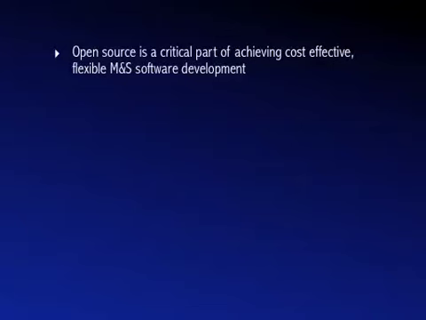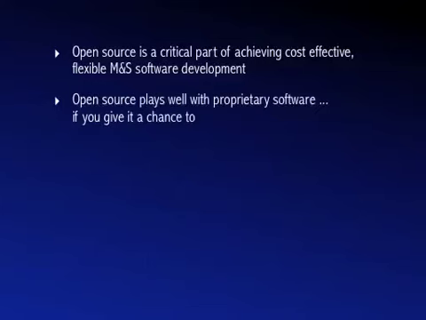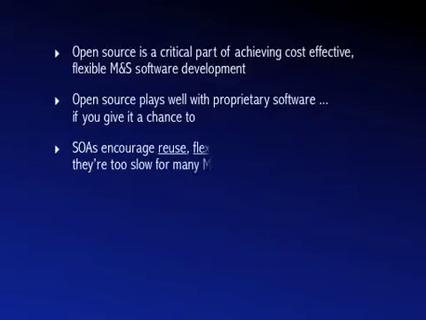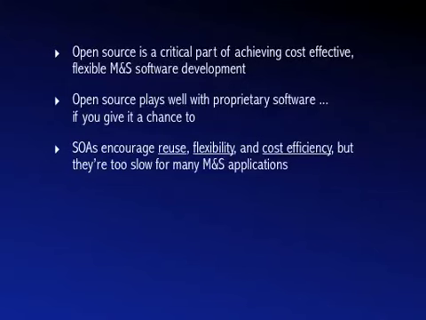So, to wrap up, open source clearly is a critical part of achieving cost-effective, flexible M&S software development. There's no question in my mind, but I don't want to have to choose open source or proprietary. I want it to play well with proprietary software, but you've got to give it a chance. You've got to have an architecture that allows it to do that. Service-oriented architectures or cloud computing encourage reuse, flexibility, and cost efficiency, but if you take them literally, they're too slow for most M&S applications, which is why they haven't really taken root.